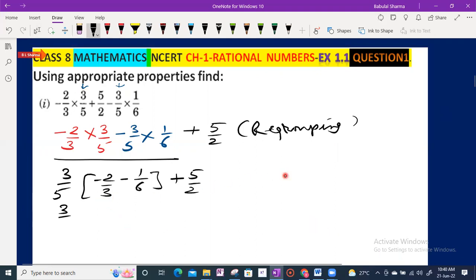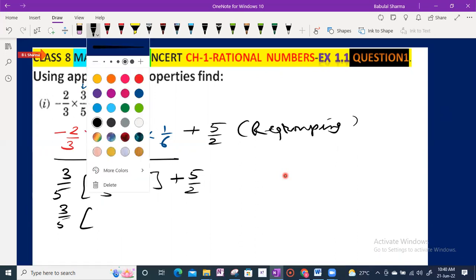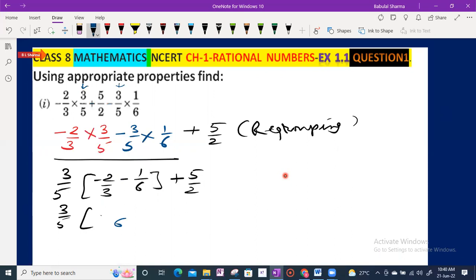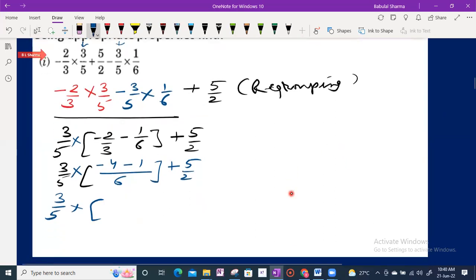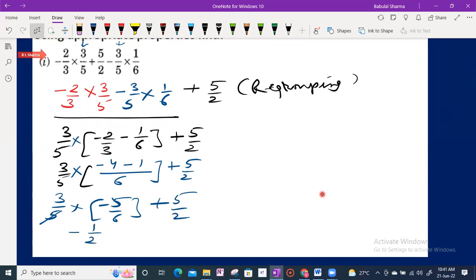So 3/5 as it is, and taking 6 LCM here, so that is -4 -1 plus 5/2 as it is. This symbol is into means multiplication, so write here 3/5, and -4 -1, that is -5 by 6 plus 5/2. This 5 and this 5 is cancelled, so that is -1/2 plus 5/2.